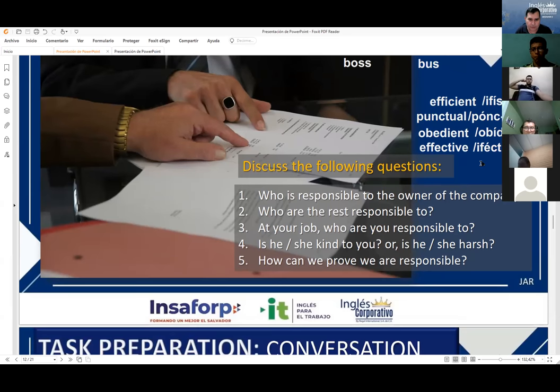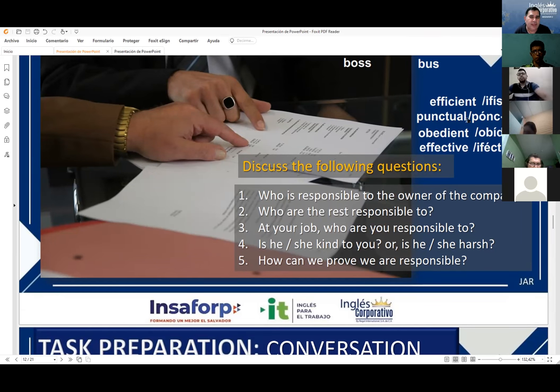Now let's continue. So, questions about the questions. Pregunta acerca de las preguntas. Questions about the questions. Who is responsible to the owner of the company? Who are the rest responsible to? At your job, who are you responsible to? Is he or she kind to you? Or is he or she harsh? How can we prove we are responsible? Prove, probar, demostrar.